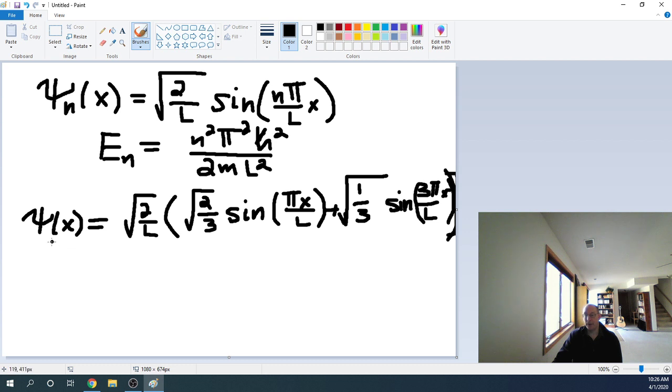The thing about this particular wave function that I've written down here is that it's not a state where n is known. It could be one of two different values. It could be either n equals 1 or n equals 3.